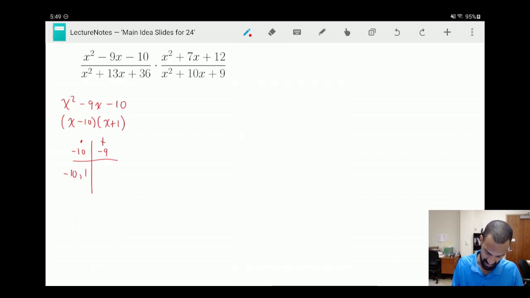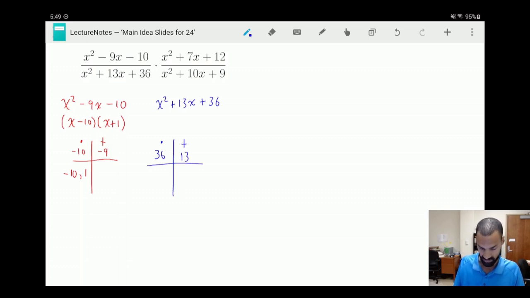Let's do the next one. Or let's do the denominator here. X squared plus 13x plus 36. I need 2 numbers that multiply together to be 36, but add together to be 13. So I'm thinking through some numbers there. 9 and 4 would do that. 9 times 4 is 36. They add up to 13. So x plus 9, x plus 4.